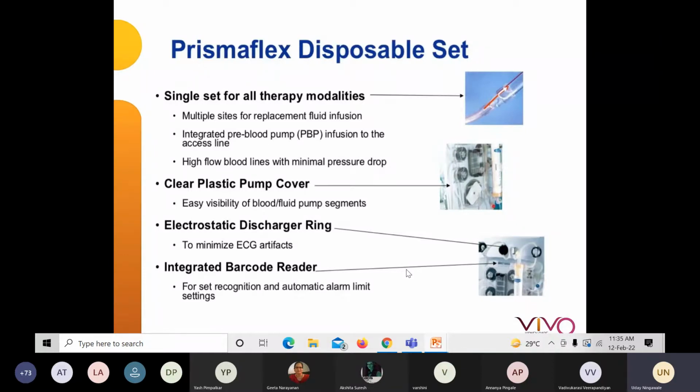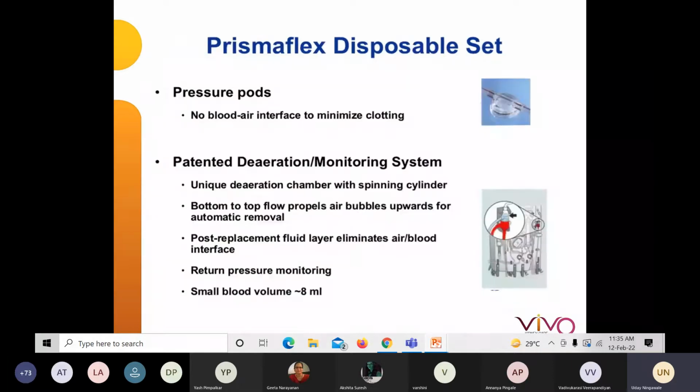There's one for just 30 kg per person, 50 kg, 60, 80 kg. Various kits are available. We can see these kits also. Pressure pots: there is no air interface, to minimize clotting. So pressure pots are also available.